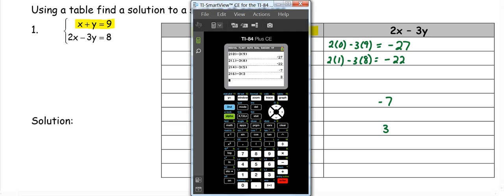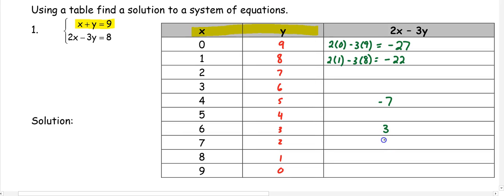I'm going to try the next row. So now I have 2 times 7 minus 3 times 2, and I finally got the answer I was looking for, 8. So that means these 2 points are the solution.